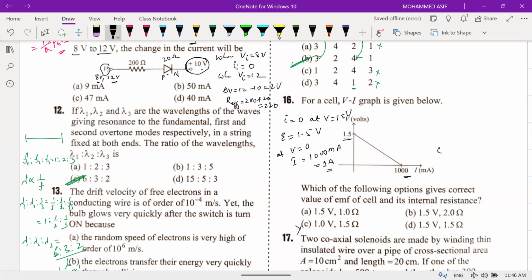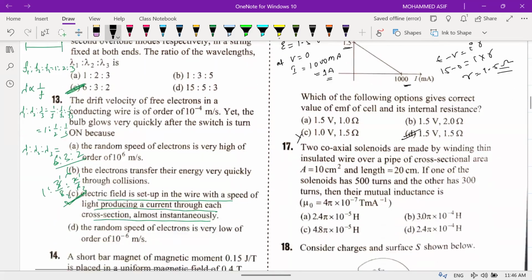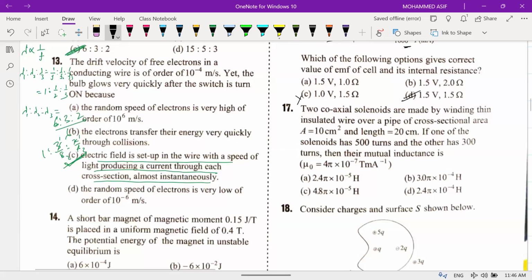Now, internal resistance means E minus V is equal to I into R. Isn't it? So EMF is right now 1.5. Potential is equal to 0. Current is equal to 1, into internal resistance R. So R will be equal to how much? This is 1.5, so 1.5 ohms. So which is the best option I can write? 17th one.